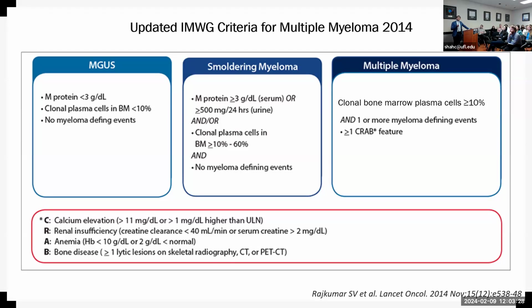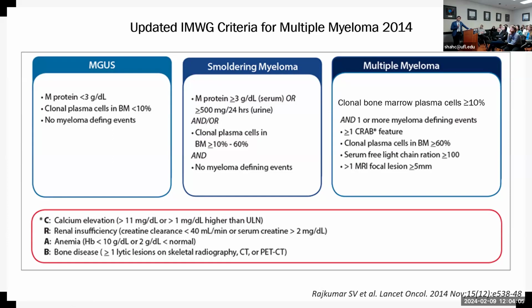However, in 2014, they updated the criteria and added SLiM CRAB. S means more than 60% plasma cells in bone marrow. Li is light chain ratio of more than 100. And M stands for MRI showing more than one bone lesion.